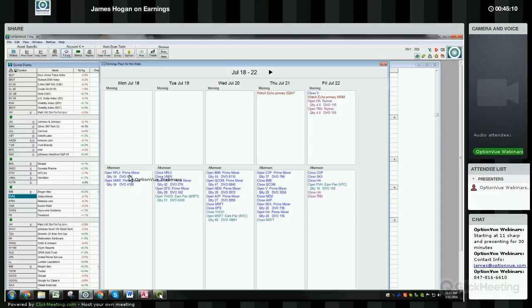In the afternoon, you put on a straddle for Netflix, also for VMware, okay? The next day it says that in the afternoon, you're going to close these trades, okay? Open Microsoft, it's a prime mover, okay? Open DFS, not sure what that is, prime mover, okay? Earnings pair, open Yahoo. So basically, you're opening a Yahoo straddle. It's not coming out with earnings. Microsoft is coming out with earnings.